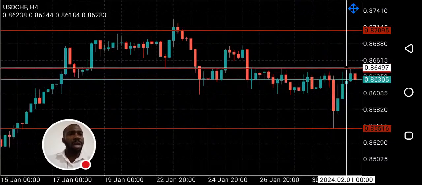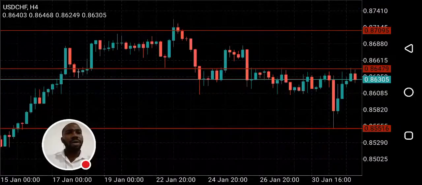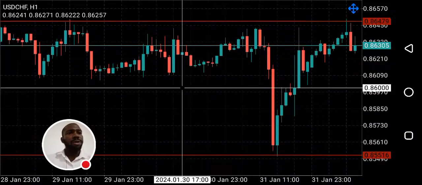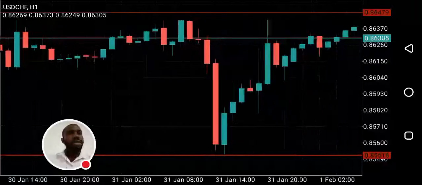Your stop loss should be at least 10 pips above this level. Let's look at 1 hour. We should have a bearish reversal pattern. Good. Can you see what we have on 1 hour? This is a bearish reversal pattern.